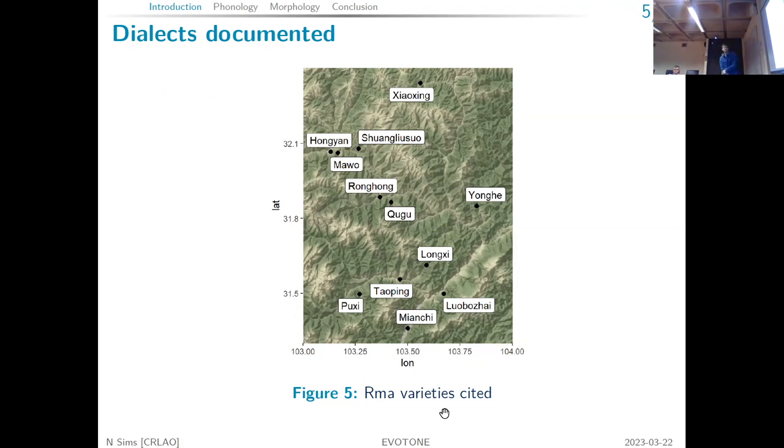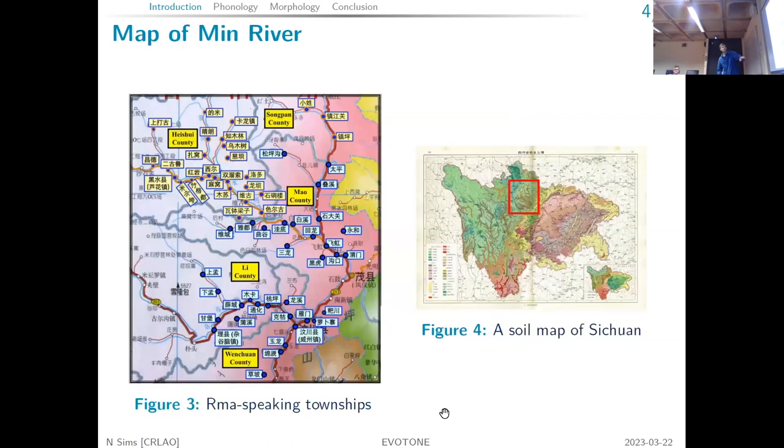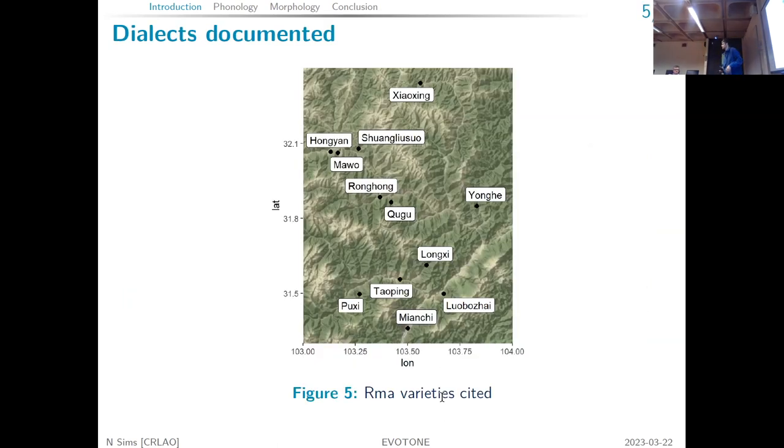I'll be talking about some different varieties today, and to give an idea, the more important ones to remember for this would be Hongxi here, Yonghe, which I've studied the most, and then Ronghong. So we use three different points of these dialects just to show the diversity of the number of dialects in total, and then the varieties that we actually have documented. So there's quite a lot of documentation to do for Rma as well.